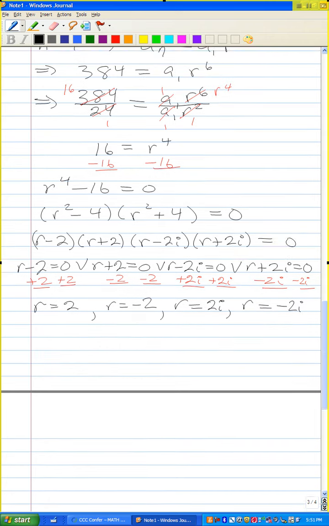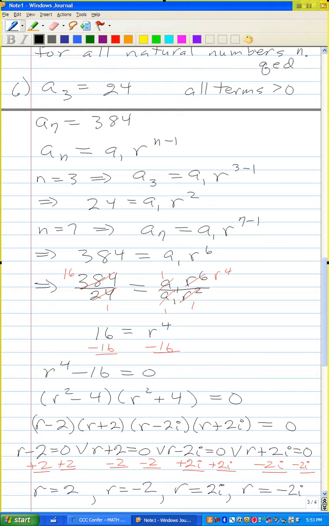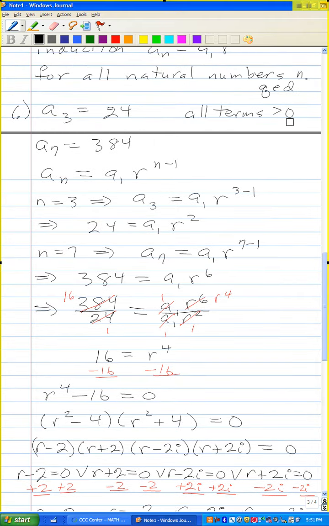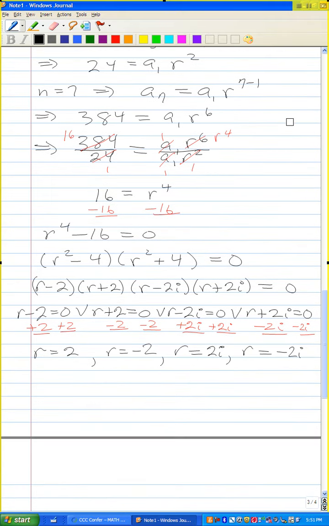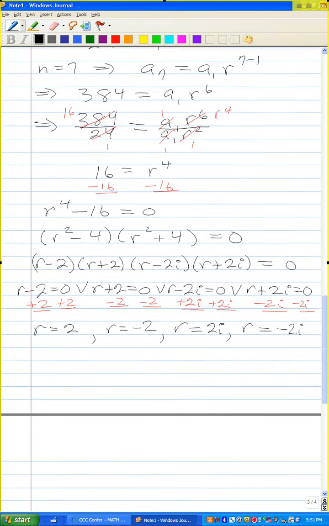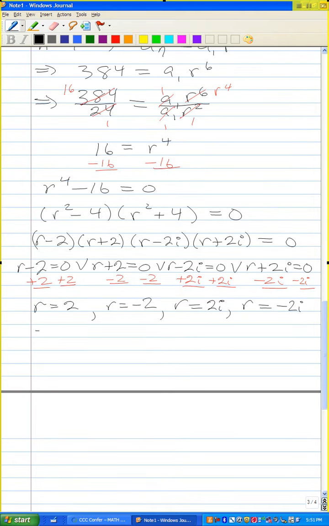Well, so now I look and I want all terms to be greater than 0. So they can't be any of the complex solutions. It can't be negative either. It can only be positive. So in this case, after that's all said and done, I really can only choose the one that is greater than 0. So I'll choose positive 2.